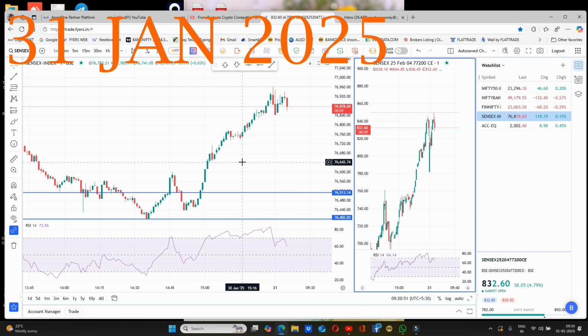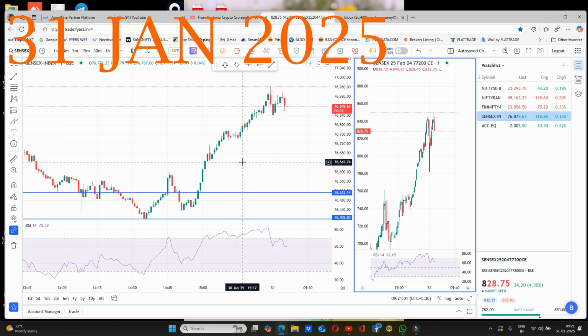Alright, we will take a target of 50 points first and then we'll go for another 50 points. Why? Because there might be slow movement. So let us wait and take the target, moving 840.